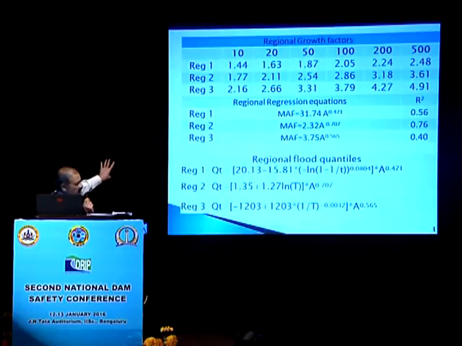The three regions are unique. They have different patterns of these growth functions. One is from 1.44 to 2.48, the other one 1.77 to 3.61. The regression equations are shown below: the mean annual flood as a function of area. The R squared values are written, 0.4 to 0.56, and the second region is a little more accurate.